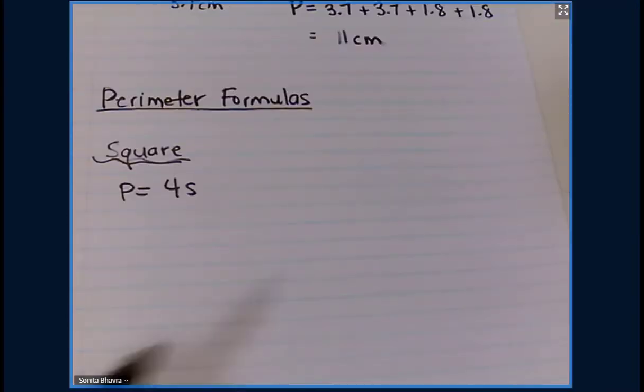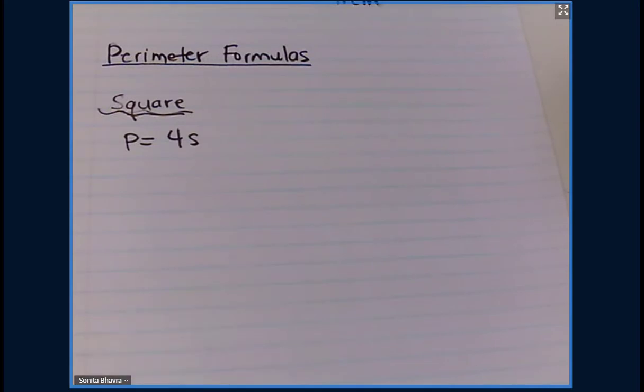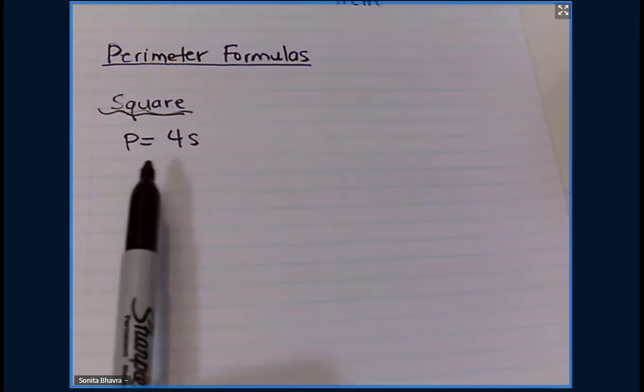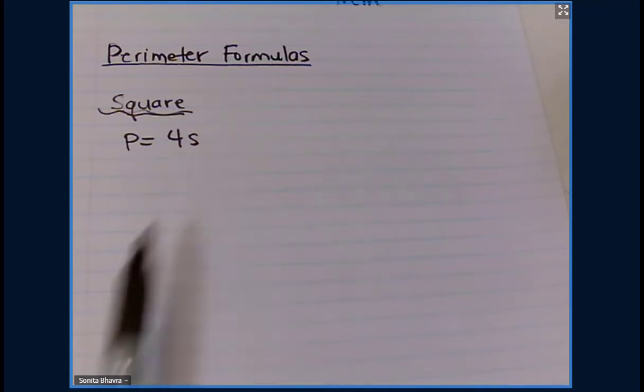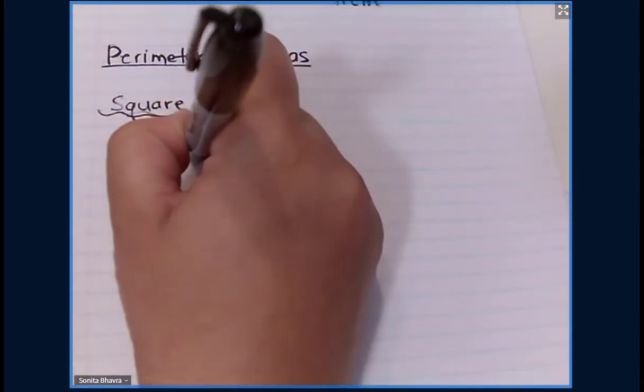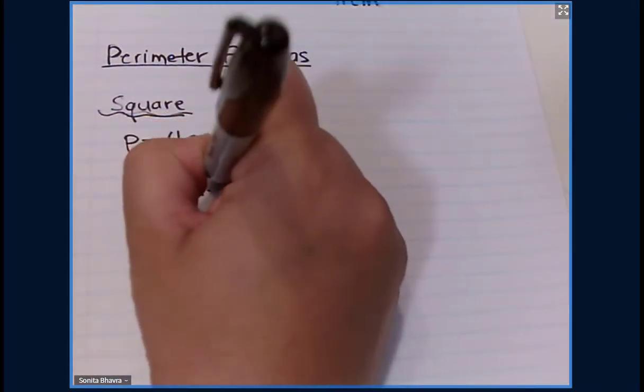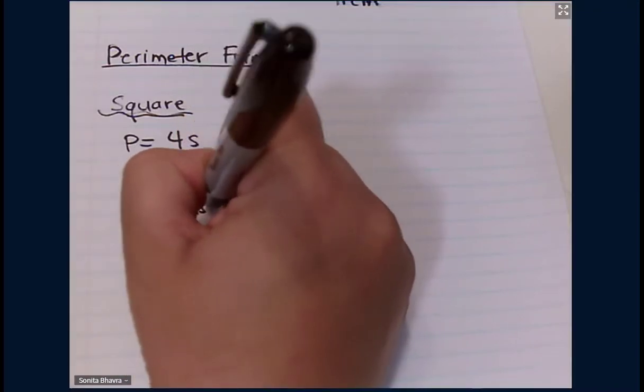So next we're going to look at perimeter formulas. The first one we'll look at is a square. The formula for the perimeter of a square is 4S, where S represents the measurement of a side.